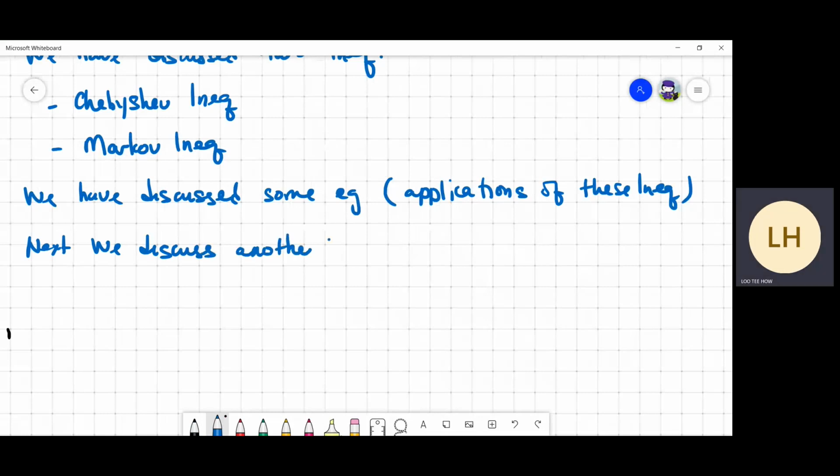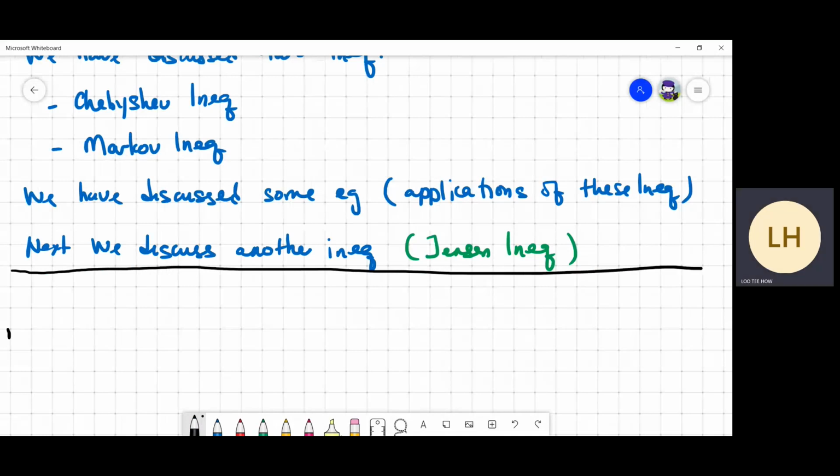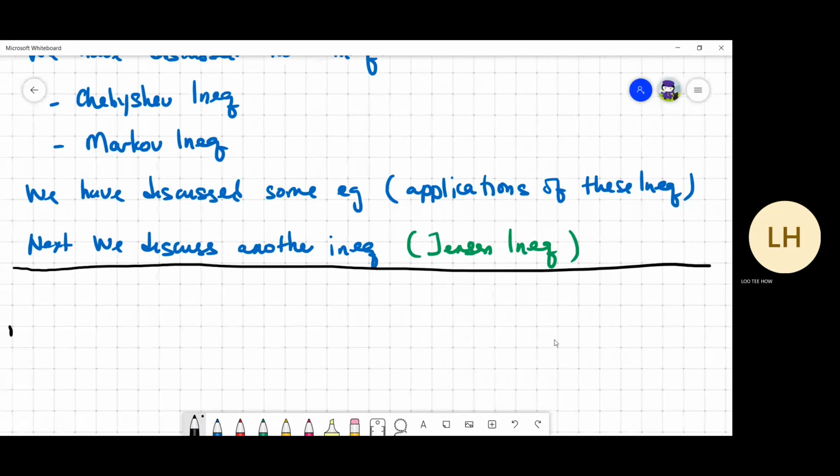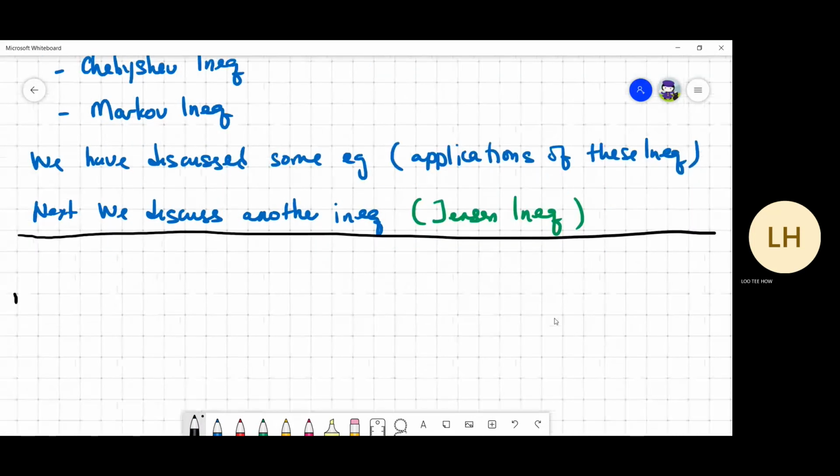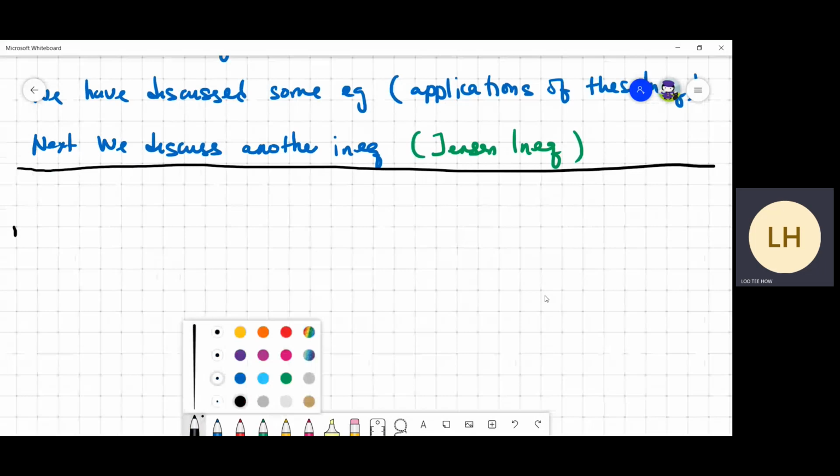Next we discuss another inequality, that is the Jensen inequality. Before we discuss this Jensen inequality, we need to have one concept, the so-called convex function. I'm not going to look at the proper definition for the convex function here. You may refer to the lecture notes.